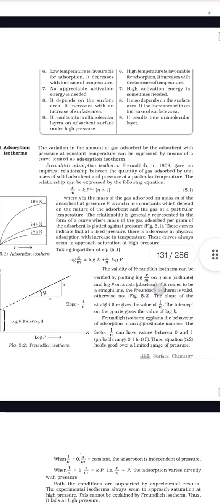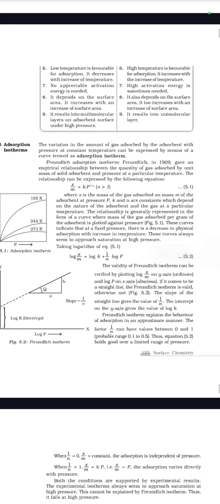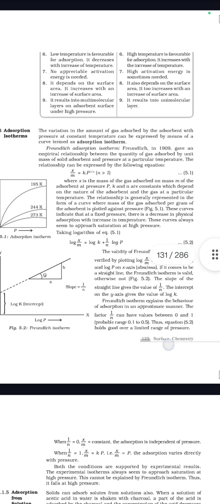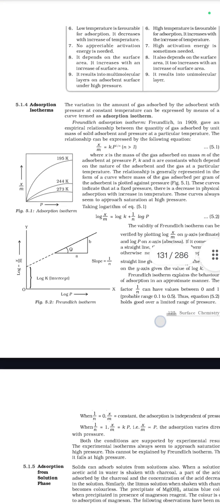No applicable activation energy is needed. High activation energy is sometimes needed. It depends on the surface area. It increases with the increase of surface area. It also depends on the surface area. It too increases with an increase in surface area. It results in a multi-molecular layer on the adsorbent surface under high pressure. It results in a unimolecular layer.